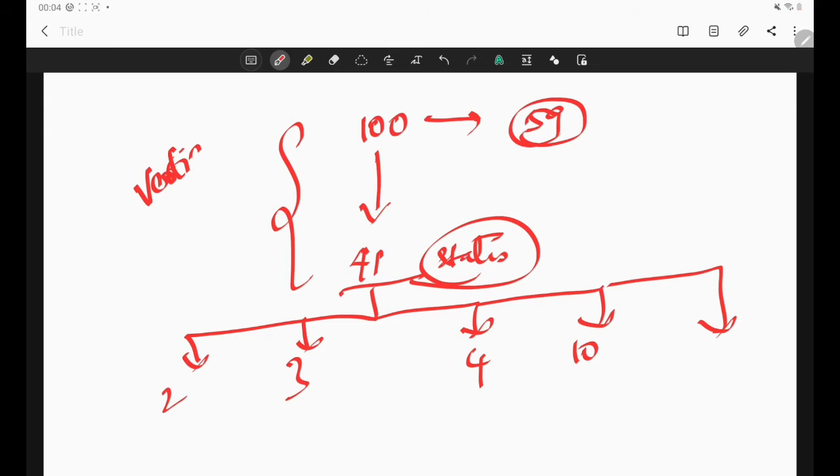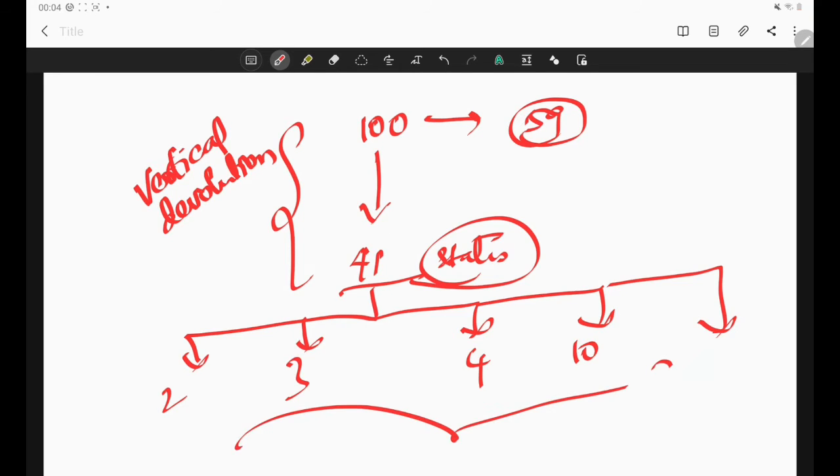Whatever central government is collecting, it is giving to states. This is called vertical devolution, and this arrangement is called horizontal devolution. So if government is collecting 100 rupees, it has to give 41 rupees to states. This is called vertical devolution.